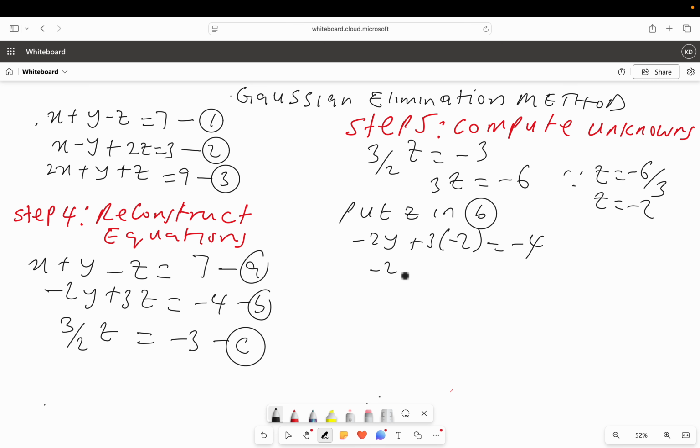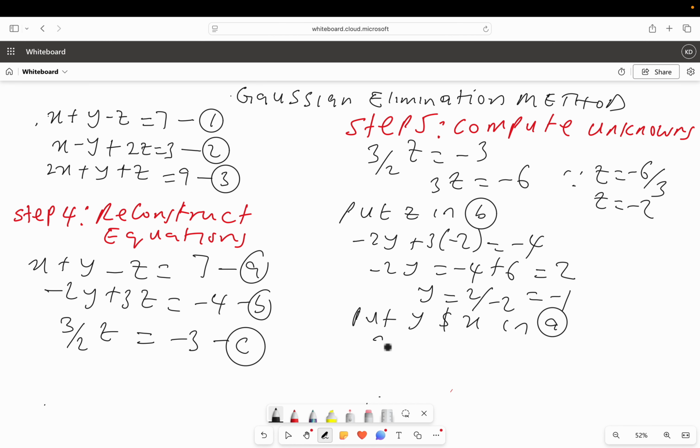So it means I have minus 2y will just be minus 4 plus 6, which is just 2. So it means my y is 2 over minus 2, which is minus 1. So finally, I just have to put y and z in A. So it means I have x minus 1, then minus 2 is just 7. So it means I have x minus 1 plus 2. I have plus 1 is equal to 7. So it means my x is just 7 minus 1, which is 6.